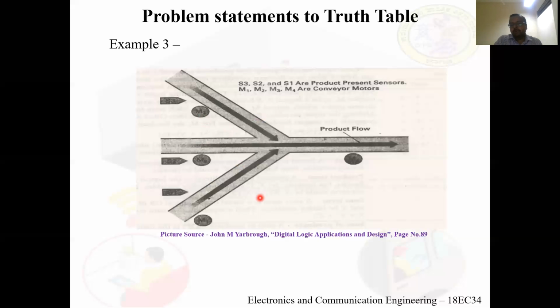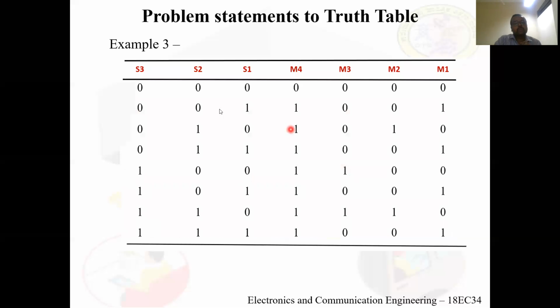If everyone understood the problem statement, then by just looking at the problem statement and the diagram, we know that there are 3 input variables, which are nothing but the sensors S1, S2 and S3, right? And 4 outputs, M1, M2, M3 and M4, whether to turn these motors on or off, right? So how do you do this? We have S3, S2, S1, the three inputs, the sensor information, and the four outputs M1, M2, M3, and M4. These are the electric motors.